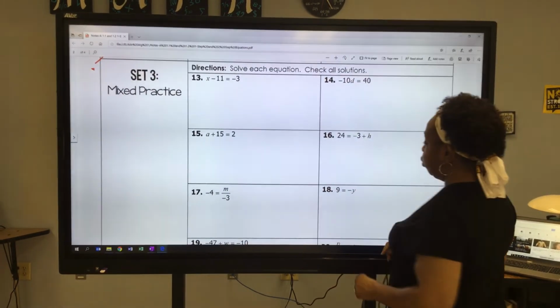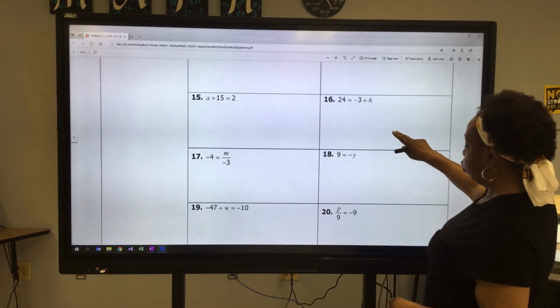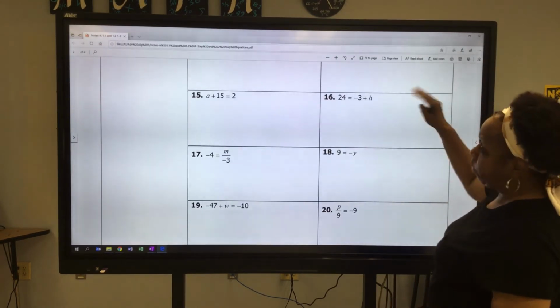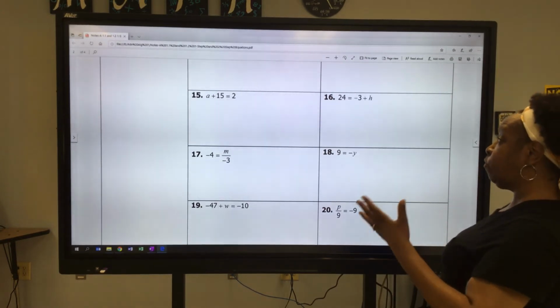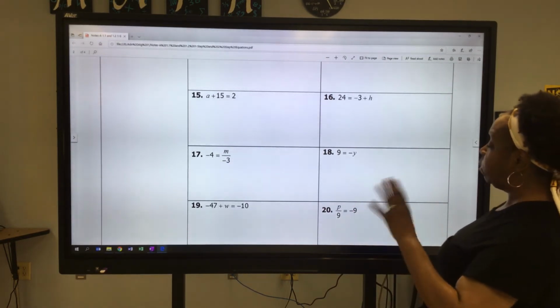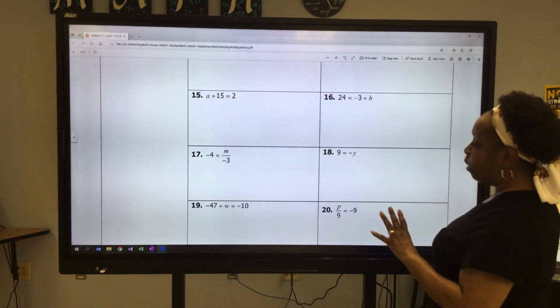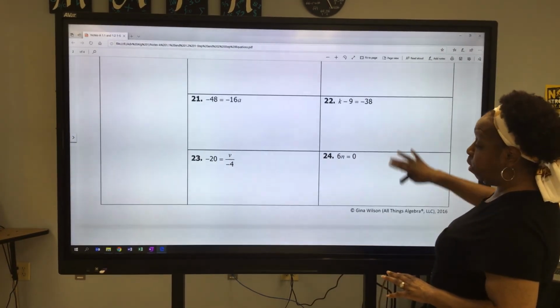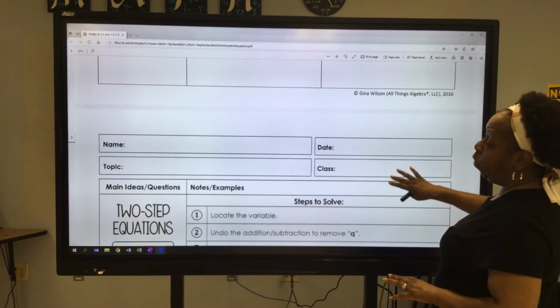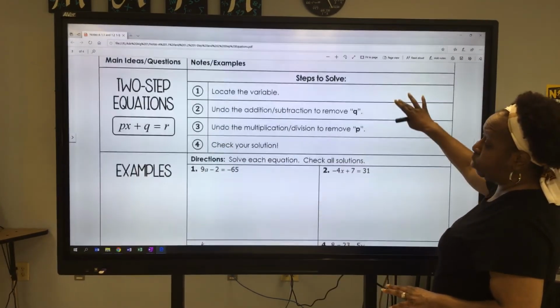Now, the next section, 13 through 20, is just a mixed practice of everything we've done above. You have some problems that deal with addition, some deal with subtraction, multiplication, some division. So these are more problems for you to practice on to make sure you got this down. You need to know this before we go to our next part of the notes today. We're going to solve two-step equations.